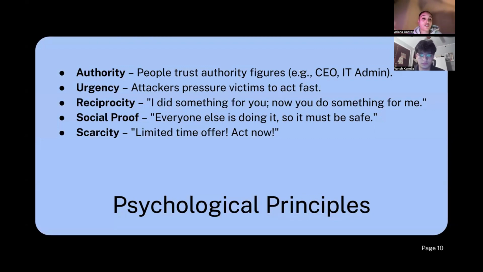So there's authority, urgency, reciprocity, social proof, and scarcity. Understanding why social engineering works is just as important as understanding how it works. Attackers rely on psychological triggers to manipulate their targets into acting without thinking. So authority: people instinctively comply with figures of authority. An example is an attacker impersonates a company executive and asks an employee for confidential data.